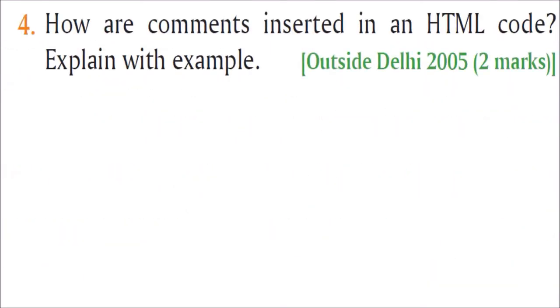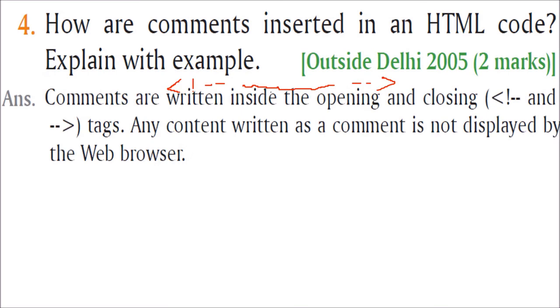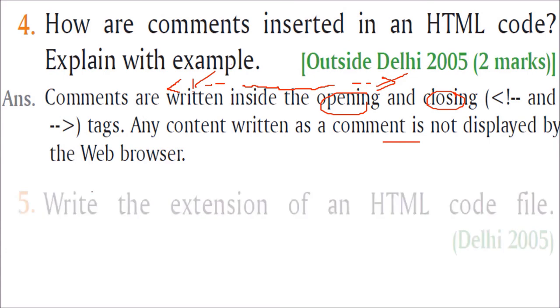How are comments inserted in HTML code? Comments are inserted like this. Use this with exclamation, then 2 dash. Write anything here that will be commented, means web browser is not going to even look at it. It will be ignored. Then you have to close using 2 dash and an angle bracket. So comments are written inside an opening and closing. This is the opening, this is the closing. Any content which is written as a comment is not displayed by the web browser.